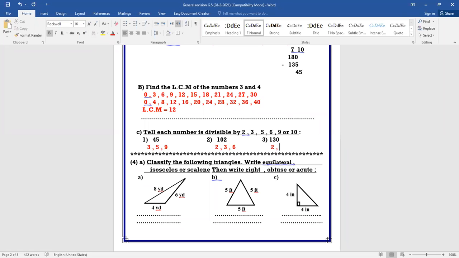Divisible by 5? Yes, because the ones digit is 0. Divisible by 6? No. Why? Because we said a number is divisible by 6 if it is divisible by 2 and 3. This number is not divisible by 3. For that, it's also not divisible by 6.